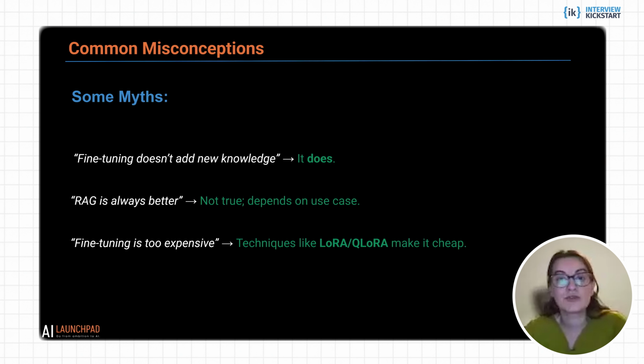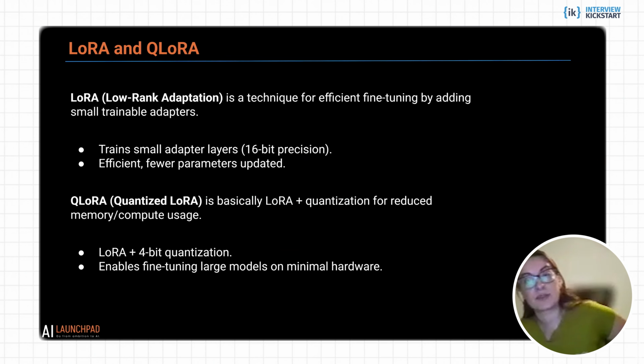You may hear fine tuning is expensive. Again, there are methods of fine tuning that are cheaper and don't need a lot of compute, and we can actually do them on our normal computers. Some of these methods are named LoRA and QLoRA, which is quantized LoRA, and they are efficient and cheap when it comes to fine tuning a large language model by adding small trainable adapters.